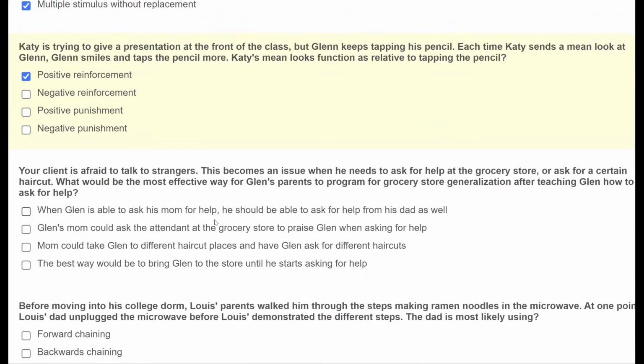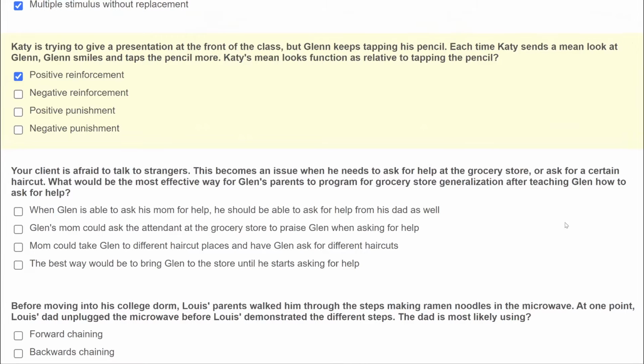Your client is afraid to talk to strangers. This becomes an issue when he needs to ask for help at the grocery store or ask for a certain haircut. What would be the most effective way for Glenn's parents to program for grocery store generalization after teaching Glenn how to ask for help?